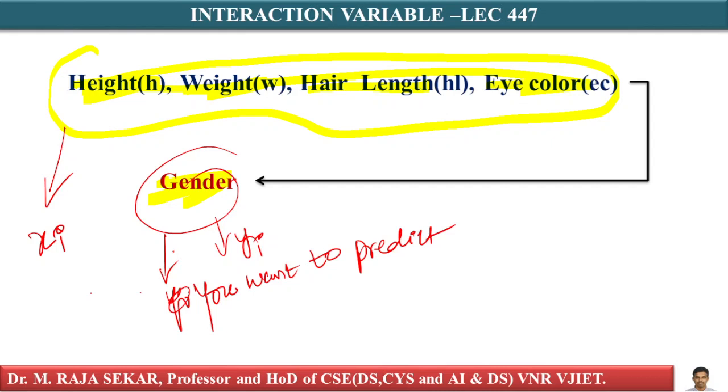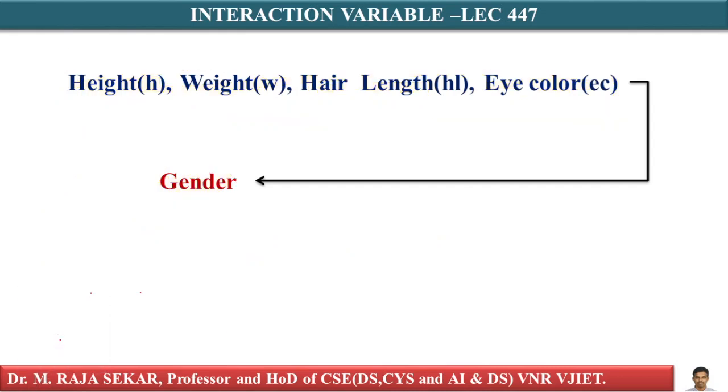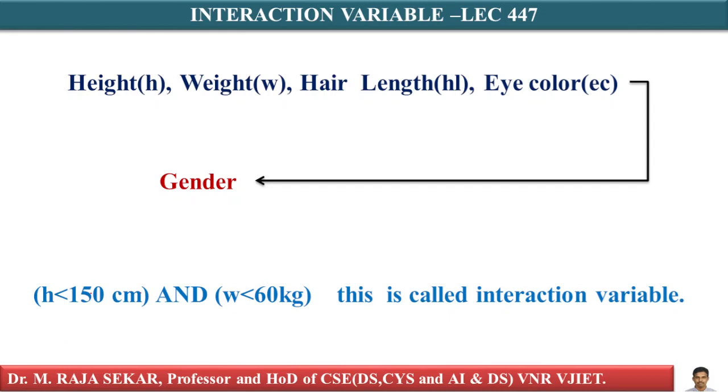Now, an example that you can build to predict gender, an interaction variable, looks like this. If your height is less than 150 centimeters and weight is less than 60 kg, this is called an interaction variable, because there are two variables here. What are the variables? You have the variable height and you have the variable weight.